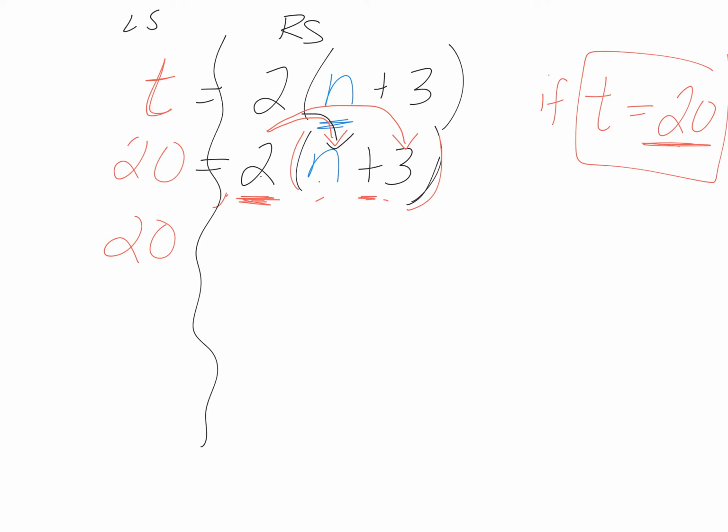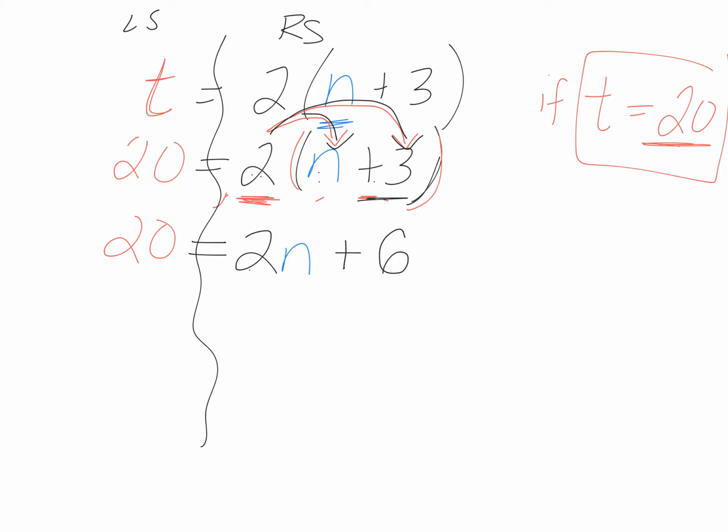What's 2 times n? What will that be written as? 2n. Good, 2n. And then we have 2 times positive 3, which is positive 6. Do you understand what I did there? 2 times n is 2n, and 2 times positive 3 is positive 6. So now we have 20 equals 2n plus 6. We need to solve for n. Do you remember how to do this?